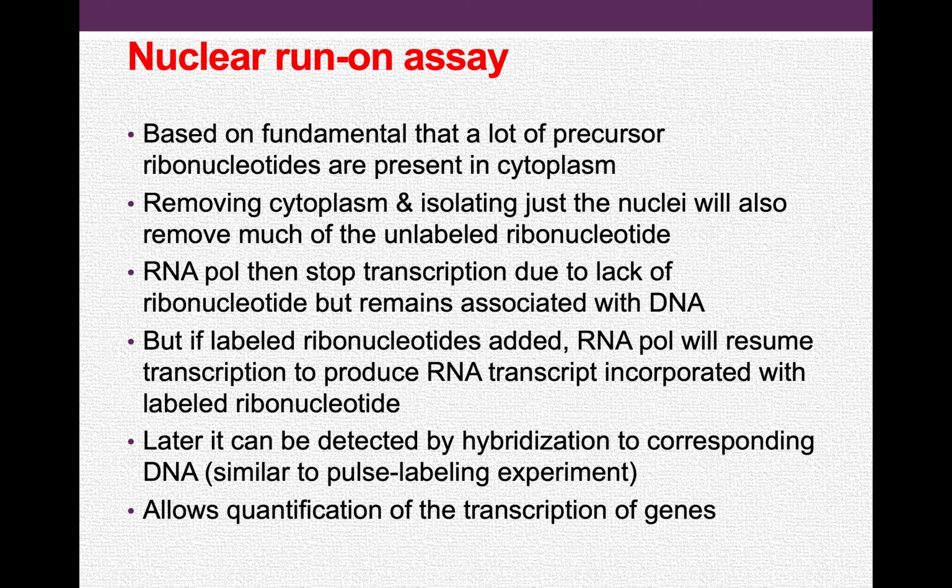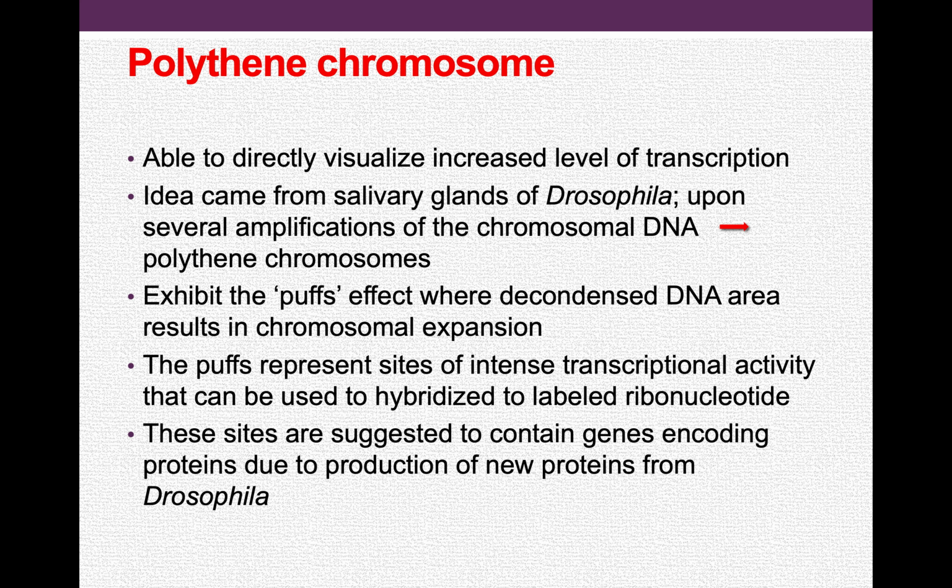So, if labeled ribonucleotide is added, RNA polymerase will resume transcription to produce the RNA transcript. But if not, it will basically stop, and then you can start measuring. It can be detected by hybridization, similar to a dot blot assay, to the corresponding DNA. And this allows quantification of the transcription of genes as well.